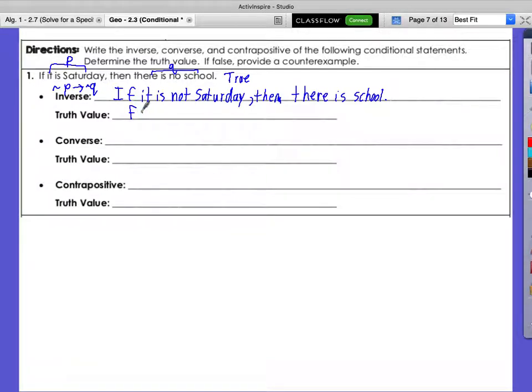Because you have school on Saturdays. No. If it is not Saturday, then there is school. Because you don't have school on Sundays. And some schools don't have school on Mondays. That's true, but Sundays is a more universal one. So if it's not Saturday, then there is school. That's not true. On Sunday, there's no school. So it's not always true.